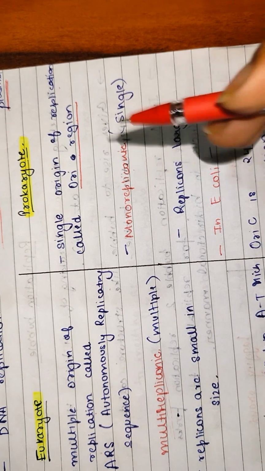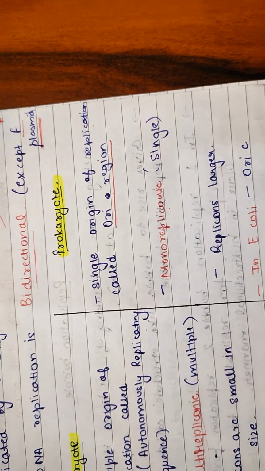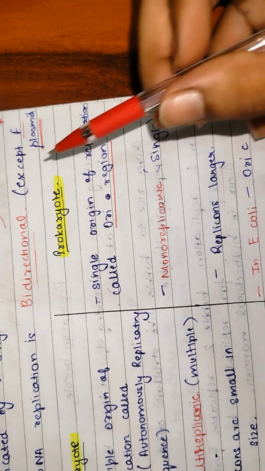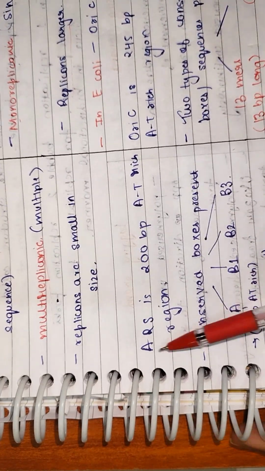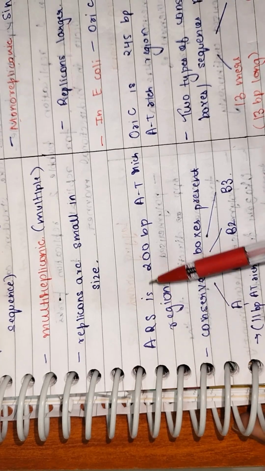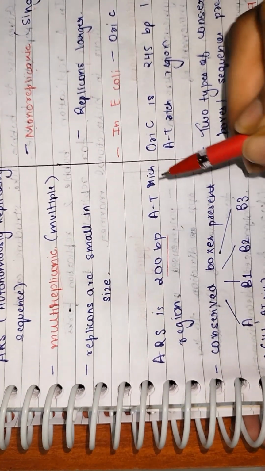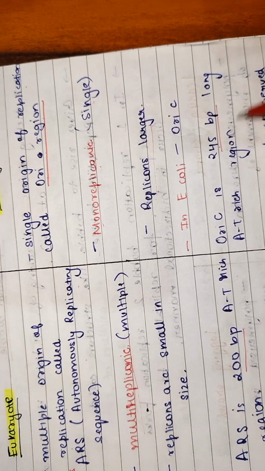So it is monorepliconic. In eukaryotes, the replicons are smaller in size, whereas in prokaryotes, the replicons are larger in size because there is a single replicon. So replicons are larger in the case of prokaryotes. Now, autonomously replicating sequence, ARS, in the eukaryotes, is composed of a 200 base pair AT rich region, whereas ORI is composed of a 245 base pair long AT rich region.